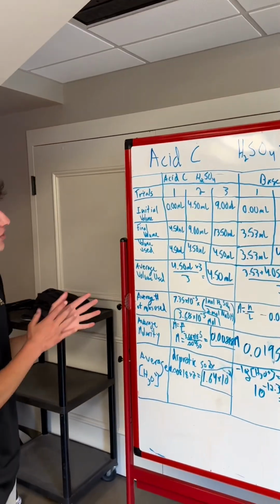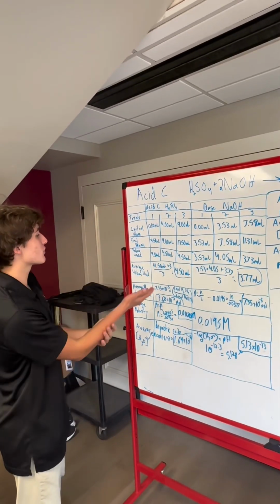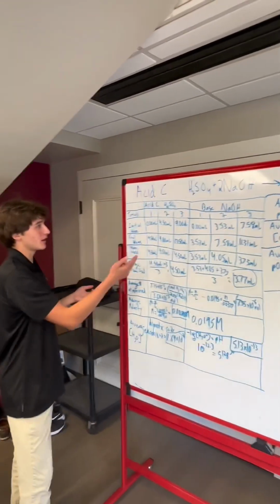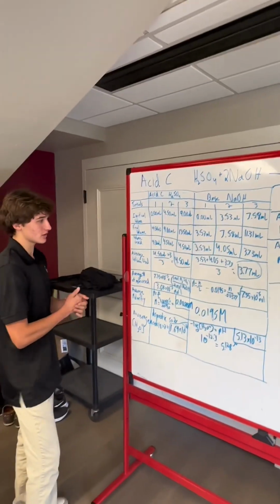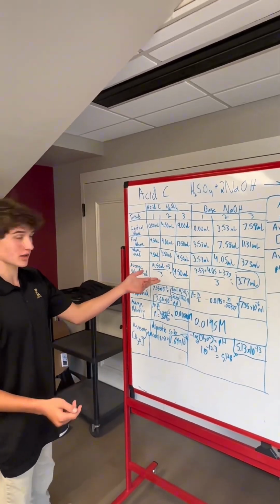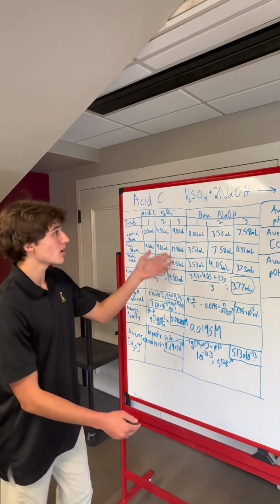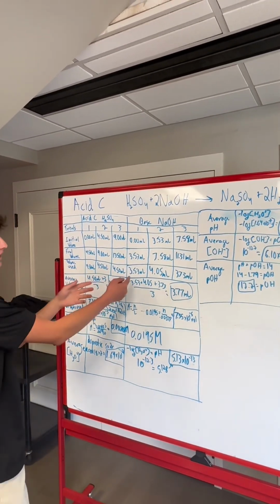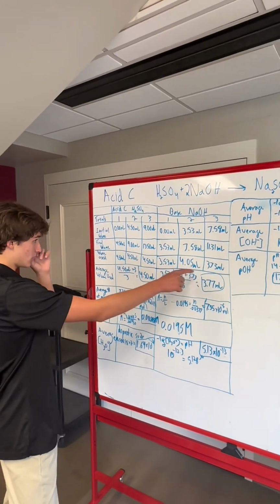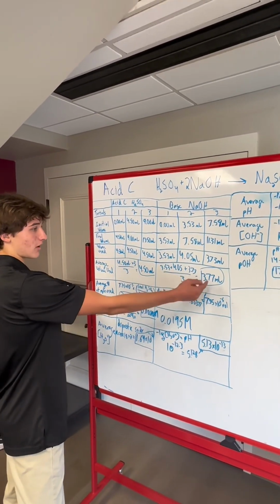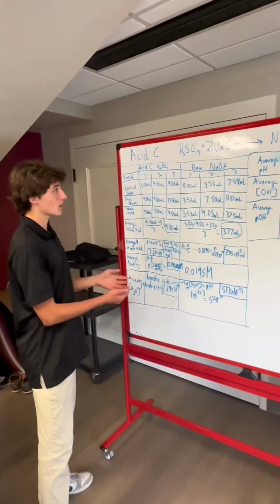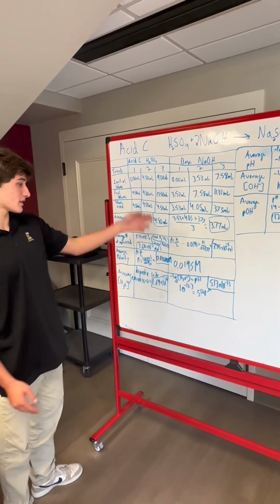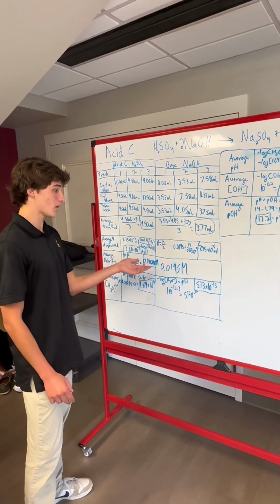So for our math, we would check the average volume for acid C, and since we used 4.5 milliliters each time, the average is obviously going to be 4.5 milliliters. But for the base, this was going to change each time. So what we did is we added the 3 volumes used and then divided by 3 to get our average of 3.77 milliliters. The average molarity of the base is given to us, which is 0.0195 molarity.